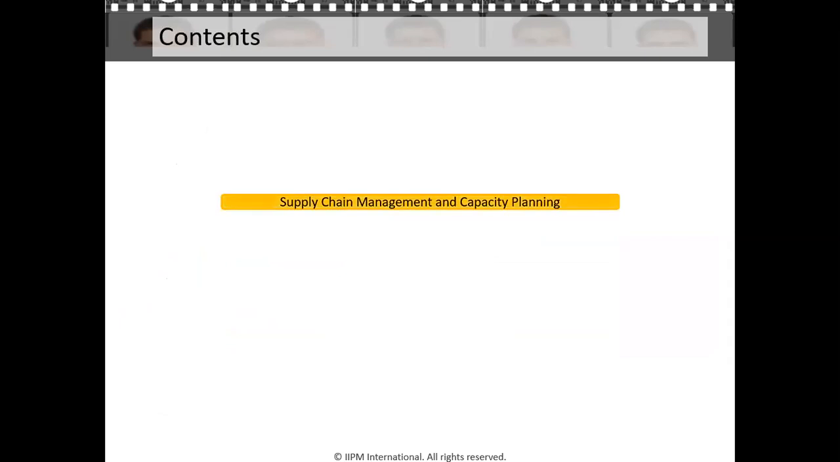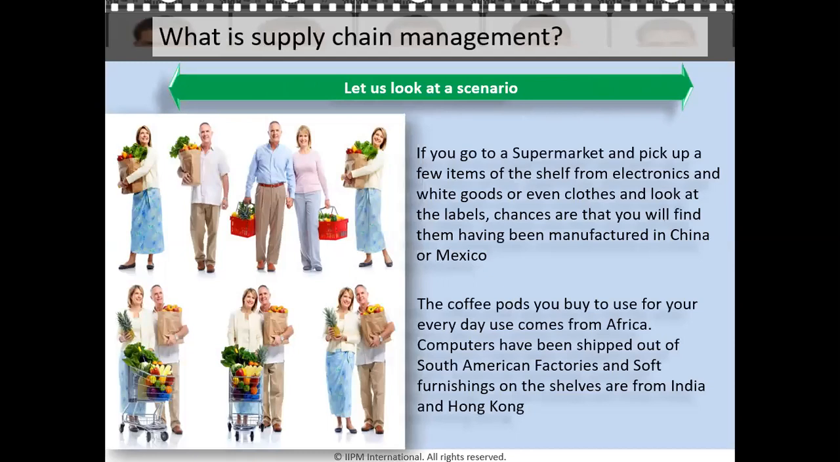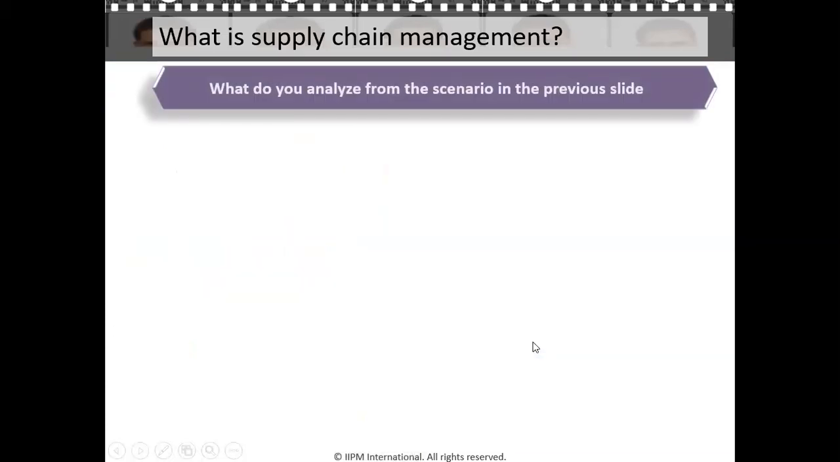Supply chain management and capacity planning. Let us look at the scenario. If you go to a supermarket and pick up a few items off the shelf, from electronics and white goods or even clothes, and look at the labels, chances are that you will find them having been manufactured in China or Mexico. The coffee pods you buy for everyday use come from Africa. Computers have been shipped out of South American factories, and soft furnishings on the shelf from India and Hong Kong.